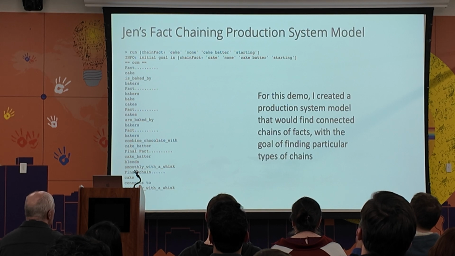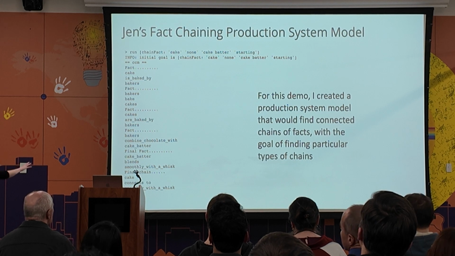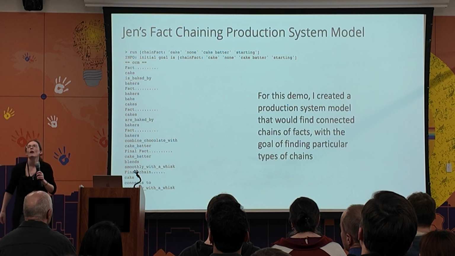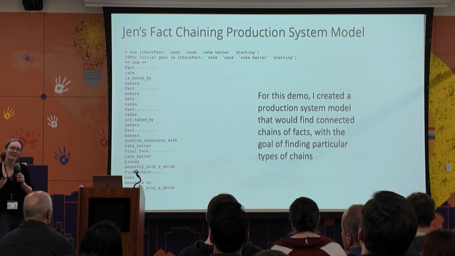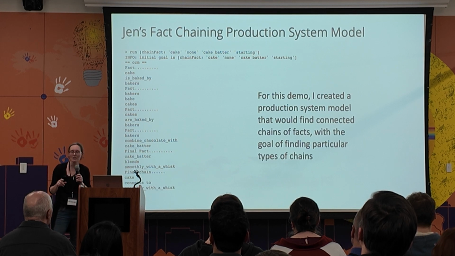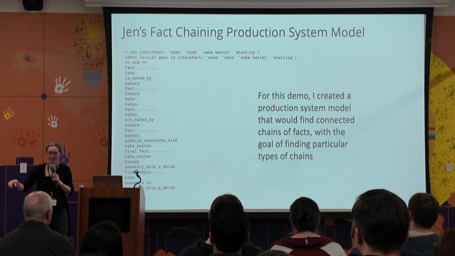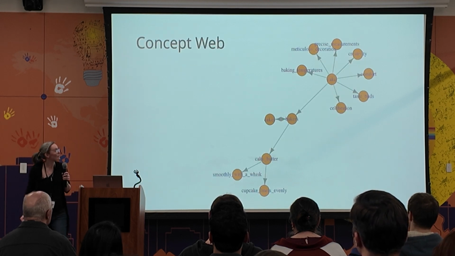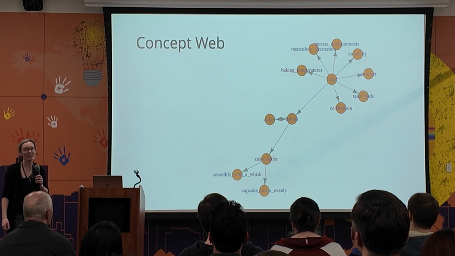I'm going to find more facts about bakers, and then I'm going to connect that to cake batter, and then I end up with this connection between cake and cake batter, which was my goal. And so that, in a sense, is giving me information in a symbolic processing fashion about the relationship between cake and cake batter. And then, if I want to, I can turn this into essentially a concept web.